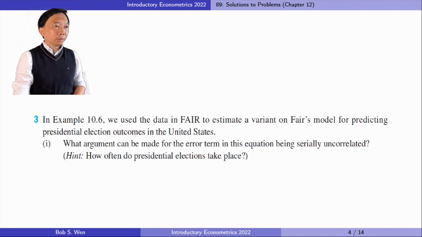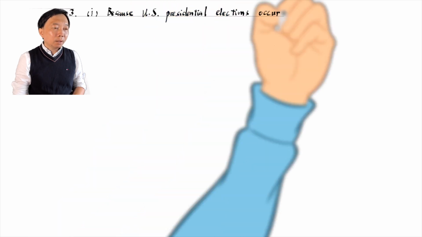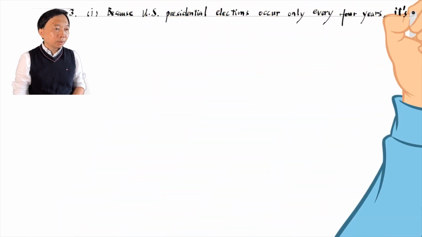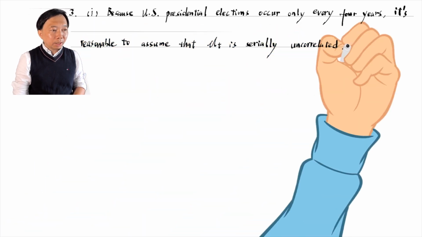Let's solve problem 3. In example 10.6, we use the data in FAIR to estimate a variant on Fair's model for predicting presidential election outcomes in the United States. For part 1, what argument can be made for the error term in this equation being serially uncorrelated? Because U.S. presidential elections occur only every 4 years, it is reasonable to assume that the error term is serially uncorrelated.